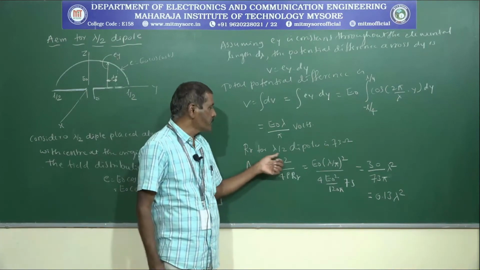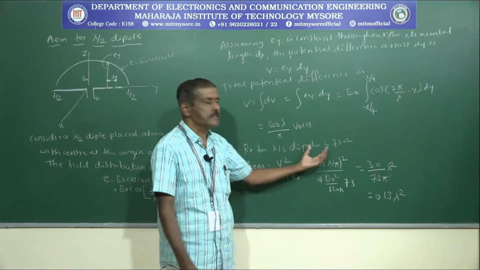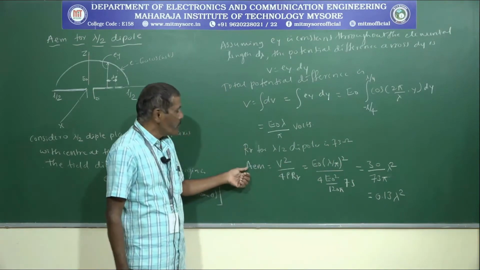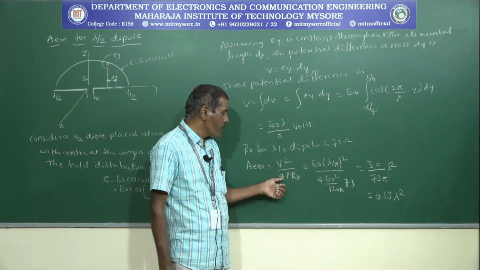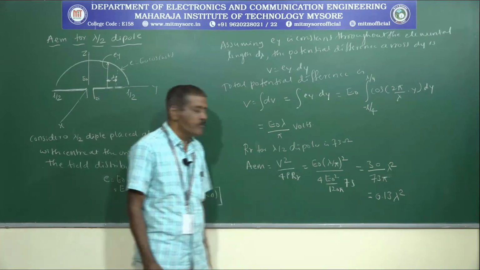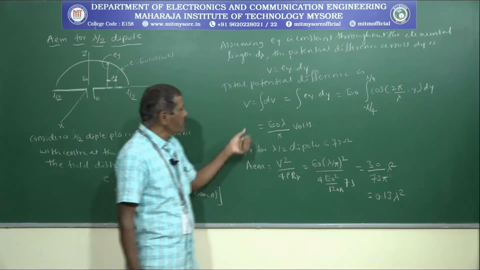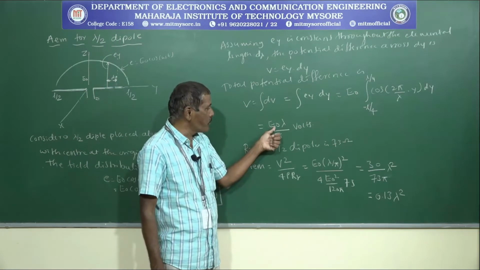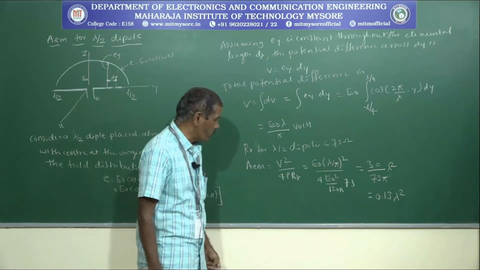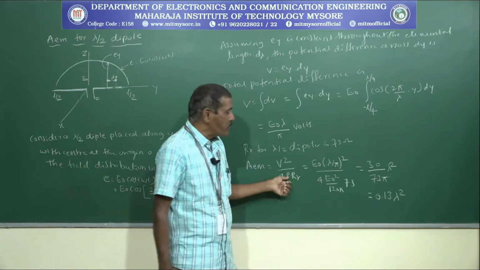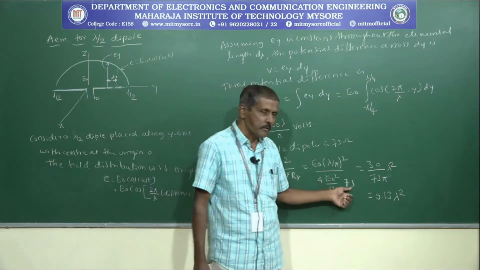The radiation resistance for a lambda by 2 antenna is 73 ohms, and this is the standard value. Now, maximum effective aperture can be calculated from the equation V square divided by 4 P into RR. We need to substitute the values. V value you have calculated as E0 into lambda divided by pi, so you substitute E0 into lambda by pi whole square. P value is equal to E square divided by 120 pi, and RR value is equal to 73 ohms.